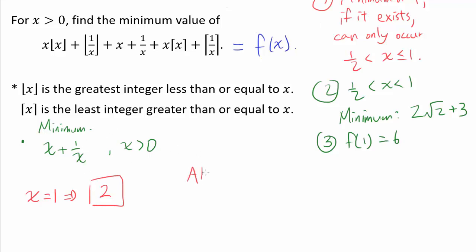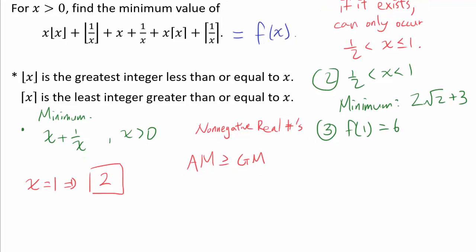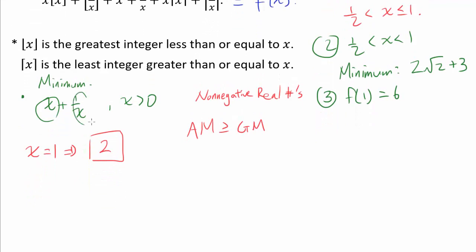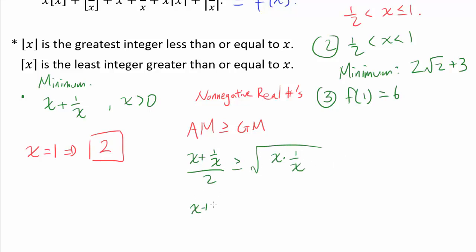I'm going to use the famous AM-GM inequality, which states that when given a set of non-negative real numbers, the arithmetic mean of the real numbers has to be greater than or equal to the geometric mean. And actually, I highly encourage you to try to find a contradiction to this assertion when some of the numbers are negative. Anyway, when we apply this to x and 1 over x, which are non-negative real numbers for x greater than 0, we get that (x plus 1 over x) over 2, that's the arithmetic mean, has to be greater than or equal to the geometric mean, square root of x times 1 over x. And it immediately follows that x plus 1 over x is greater than or equal to 2.